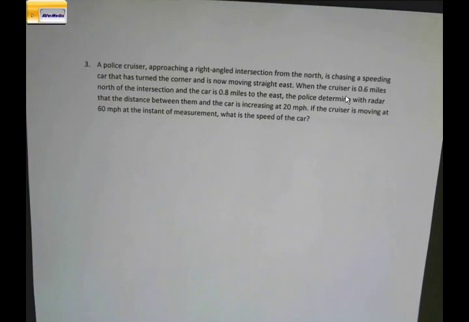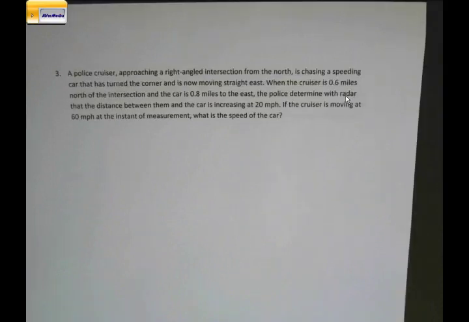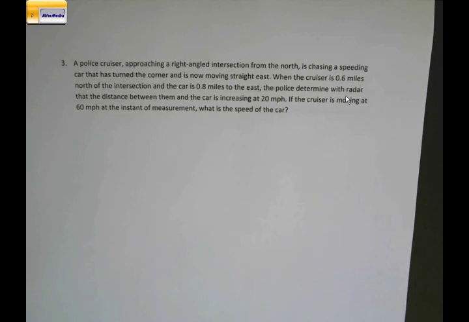A police cruiser approaching a right-angled intersection from the north side is chasing a speeding car that has already turned the corner and is now moving straight east. When the cruiser is 0.6 miles north of the intersection and the car is 0.8 miles to the east, the police determines with radar that the distance between them and the car is increasing at 20 miles per hour.